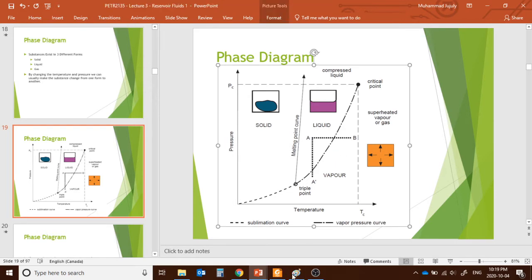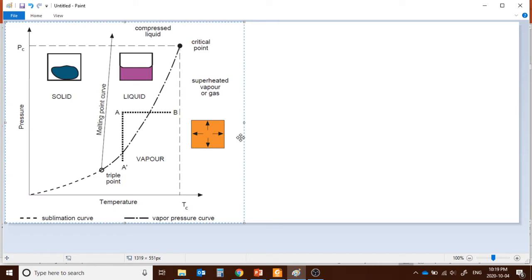So let's copy this to here so that I can draw some and explain a little bit. Okay.